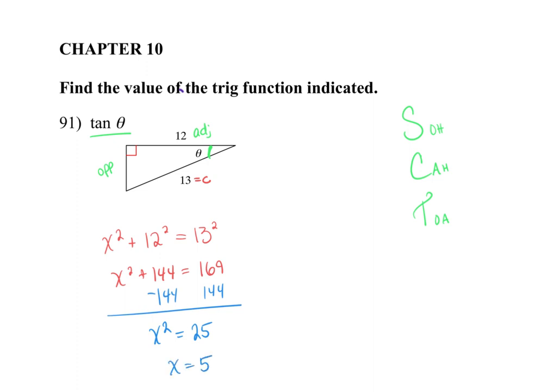All right, so now I know the opposite side. I am not done. All I've done at this point is solve for a side. I am asking you for the tangent. I need you to write out opposite over adjacent. Opposite, we figured out, is 5. Adjacent is 12. That is my tangent.